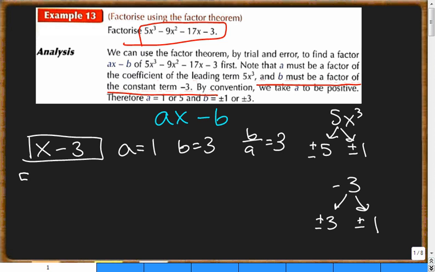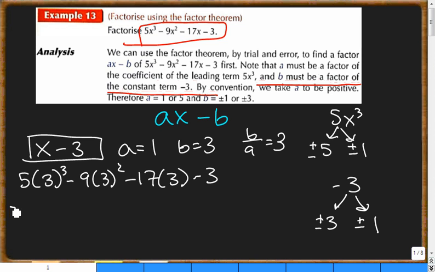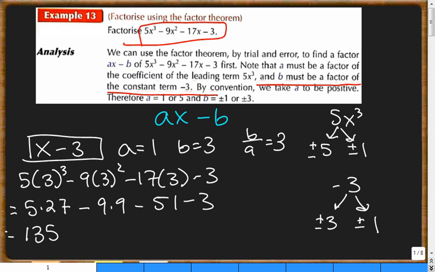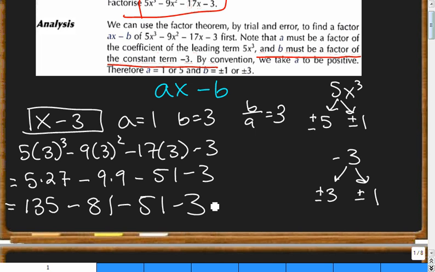So we're plugging in our 3, so we're going to get 5 times 3 cubed minus 9 times 3 squared minus 17 times 3 minus 3. So 5 times 3 cubed, 3 cubed is 27. 9 times 9, minus 51, minus 3. So this is 5 times 27 is 135. This is 81, this is 51, and this is 3. Well, if you run through this math, you actually do get that the remainder is 0. That means that x minus 3 is a factor of our greater function.